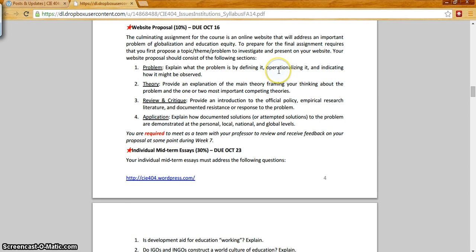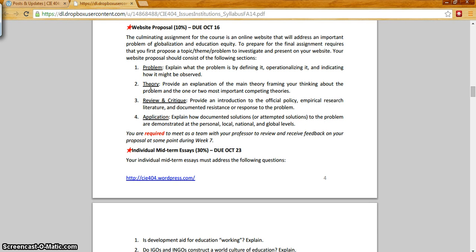Now, when I say operationalize, I mean this is akin to indicating how it might be observed. How would you measure it? Right? What is a real-world example of it? What are the units that are involved if we're measuring it? Right? How is it quantitative or qualitative? Is it something that can be analyzed? Right? These are all ways that you can think about operationalization.